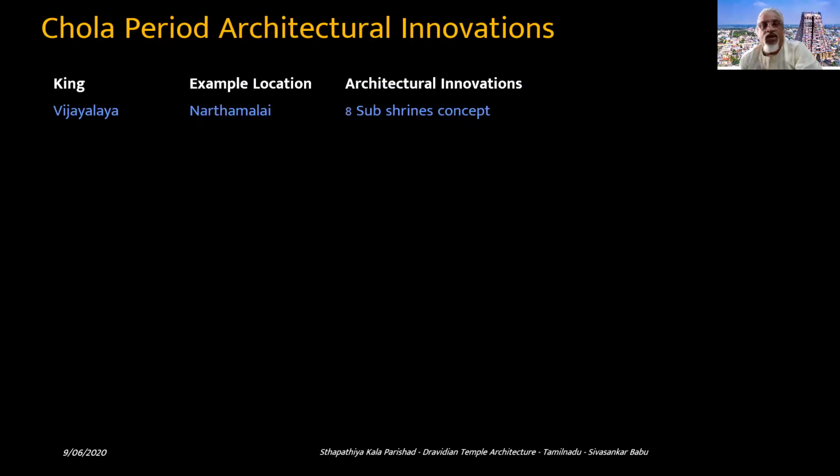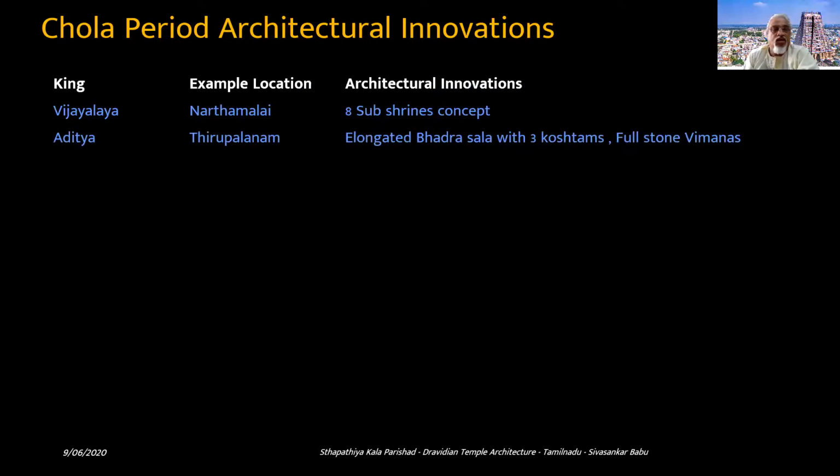The first one, Vijayalaya. During the Vijayalaya period, his feudatories built a grand temple in Narthamalai, which is a mix of Vesara and Nagara, and the interesting concept of the eight substrains started here. We have the remnants. And in his son Aditya's period, a lot of the Badrams or the central salas become bigger, and then they were constructing a lot of stone vimanas. This you can see from the Tirupathi temple onwards.